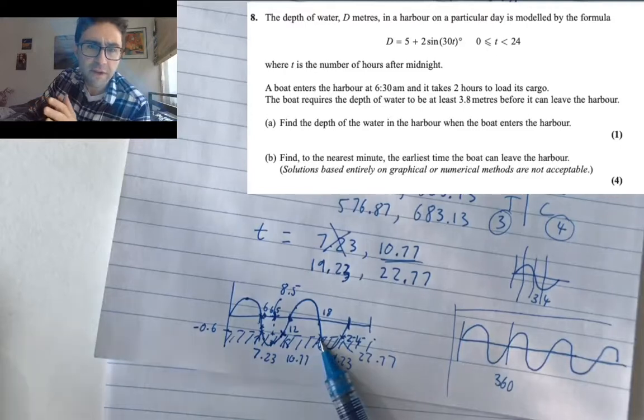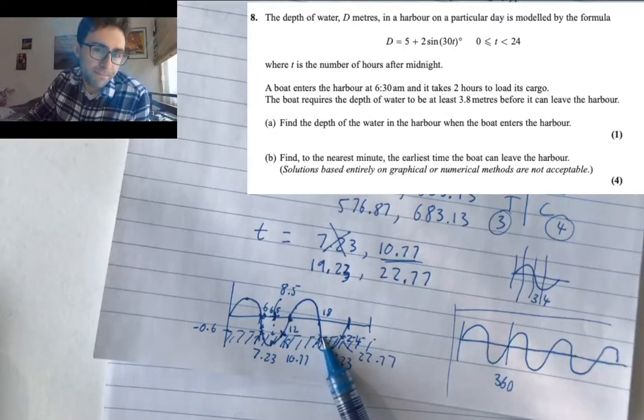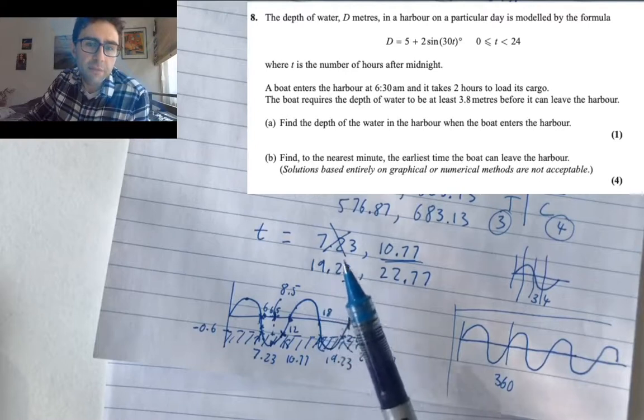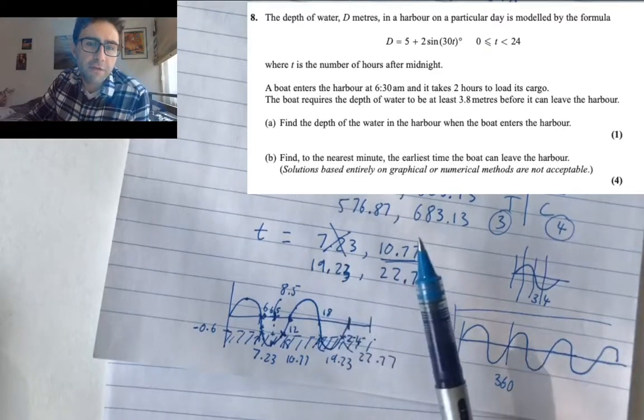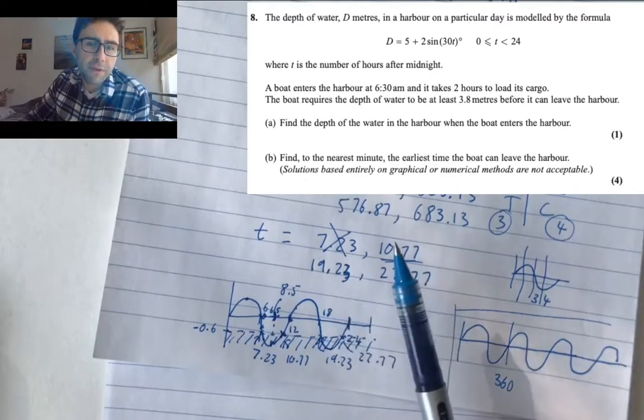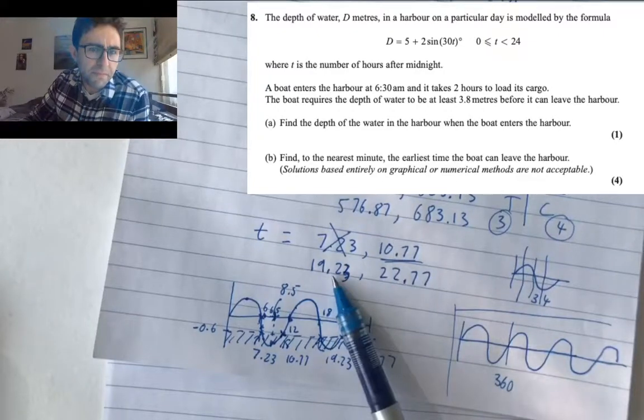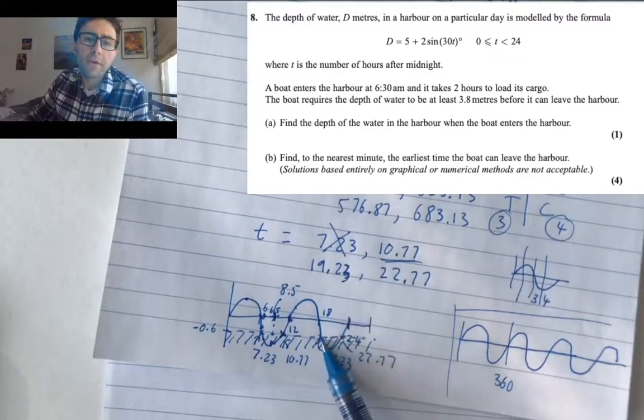For some reason, depending on the wording of the question, maybe they would have said it can't leave until the evening, until 5 p.m. And you might have then said, well, okay, everything before 5 p.m. is out. We're just left with 19.23 being the first thing. Well, no, because at 19.23 after that, it dips below. So that would have been out of the picture. So it would have actually had to have been this one, the 22.77. So maybe that's too much.